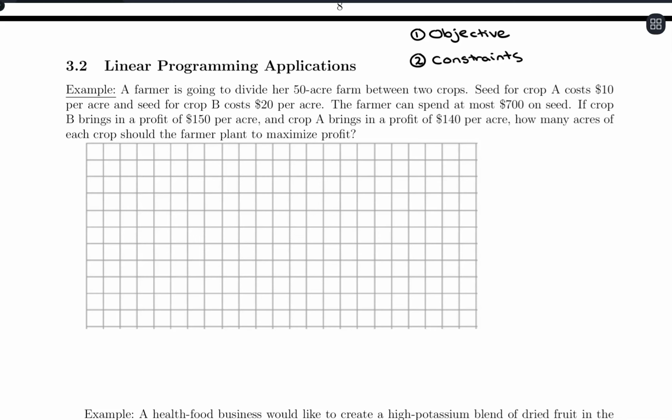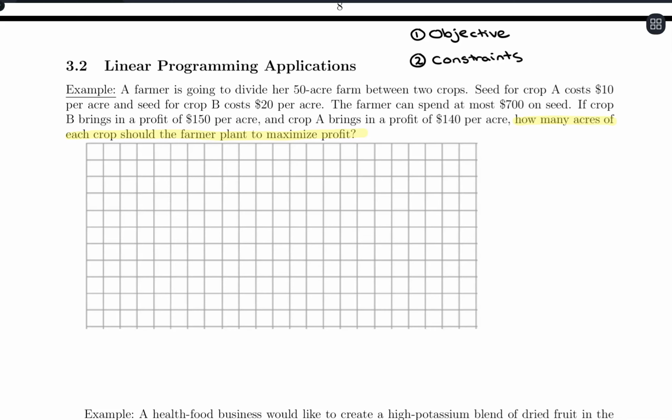What I actually like to do best with these is start at the end of the question. At the very end, it's asking me how many acres of each crop should the farmer plant to maximize profit? I like to start with that last sentence because often that question really helps to set up all of the pieces for your objective function and the constraints, or it'll make clear what your objective should be, and then everything else will be the constraints.